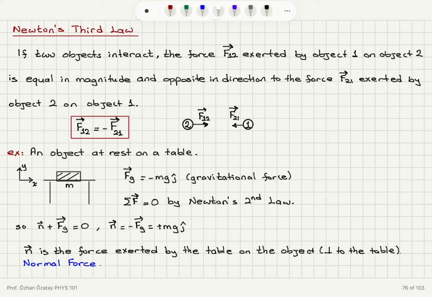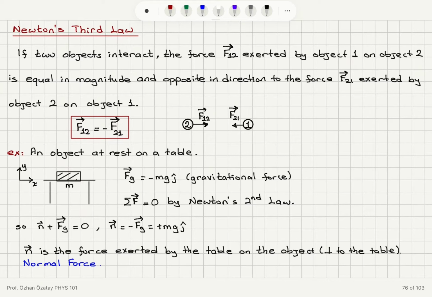Now a good example, we put an object on a table. So the object is at rest on a table, and here is our coordinate system, x and y. If I look at the forces acting on this object, obviously this object has mass m, and therefore it's under the influence of the gravitational force Fg, which is minus mg j hat. So j hat is the unit vector on the y-axis. And the net force acting on the object is 0 by Newton's second law.